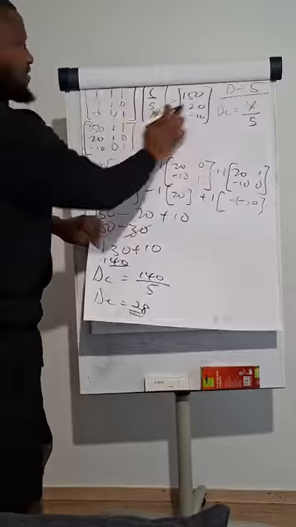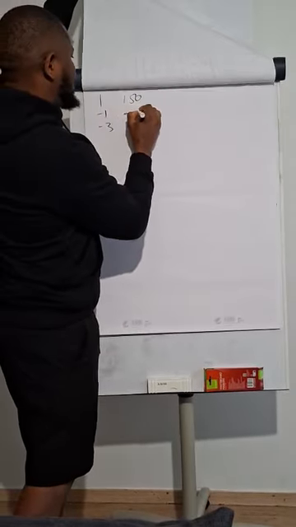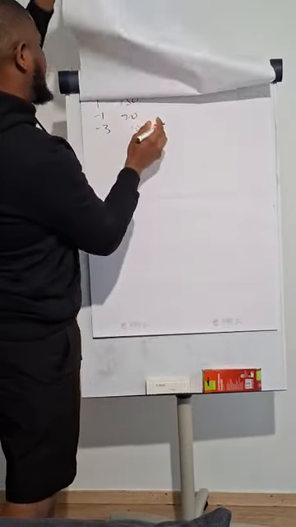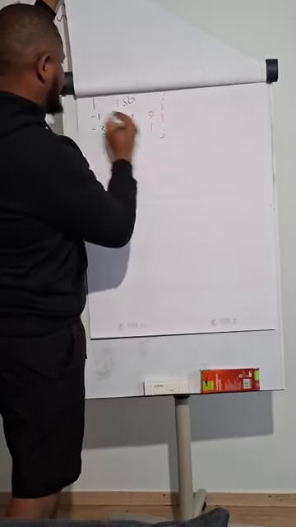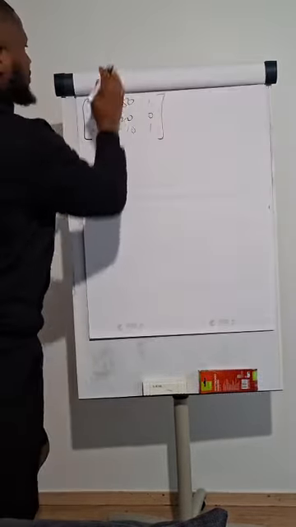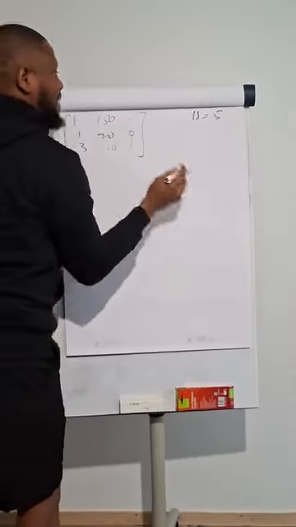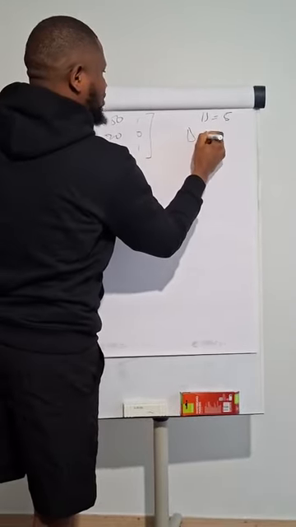Then the middle, we replace it with the constants: 150, 20, and minus 10. Then lastly, we have 1, 0, 1. Remember, the determinant of the matrix was 5. So now we are going to apply Cramer's rule, whereby we have to look for the determinant of the student.